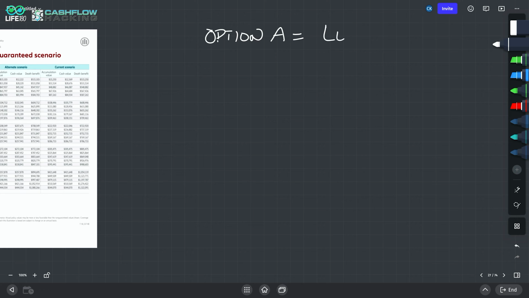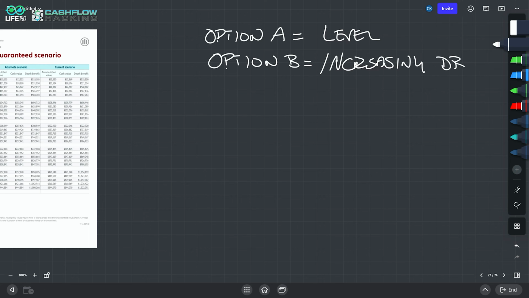simply means it's a level death benefit. Option B equals an increasing death benefit. Okay, and so that's important to understand.